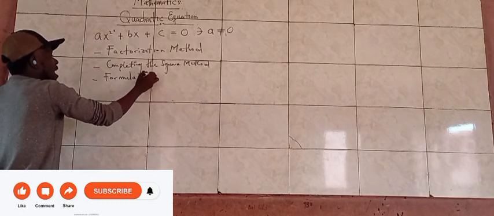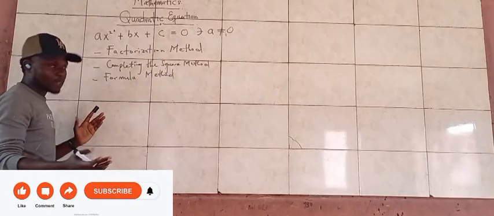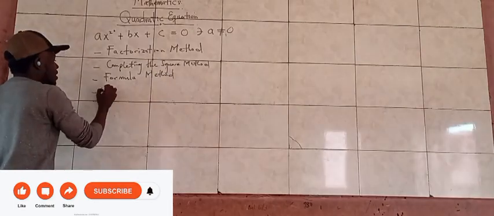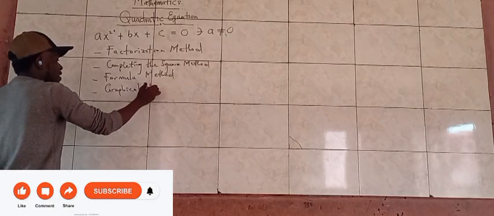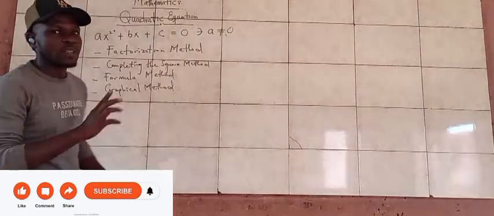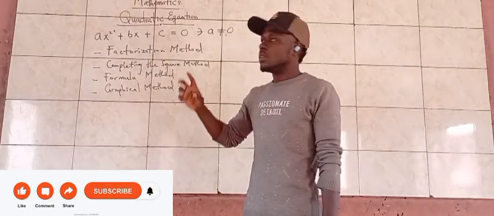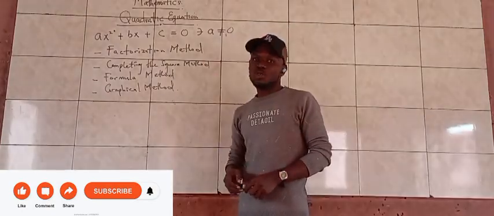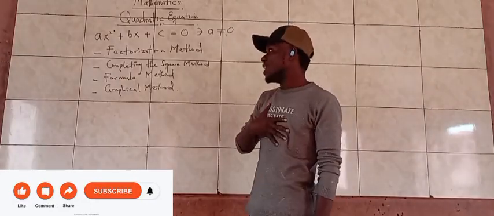The formula method, that is popularly known as the almighty formula. Then the fourth method is the graphical method. Yes, the graphical method is the fourth method to solving a quadratic equation. So these 4 methods are the popular ones while we are trying to solve problems under quadratic equation, actually.